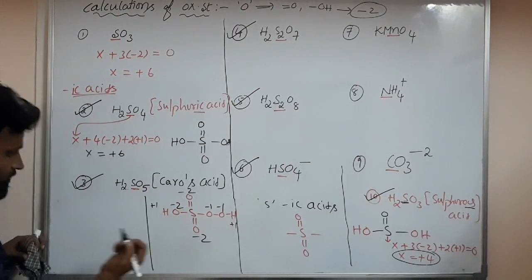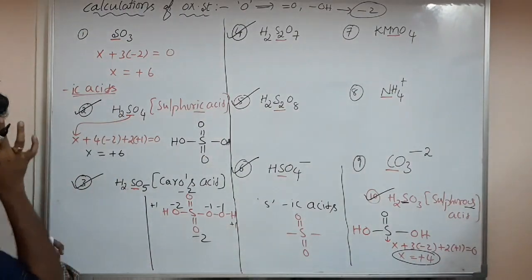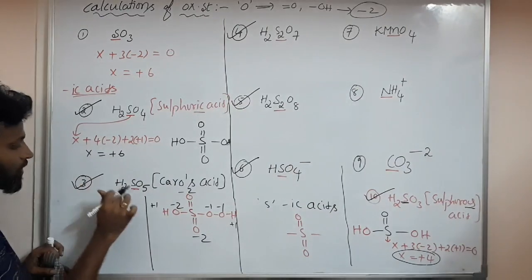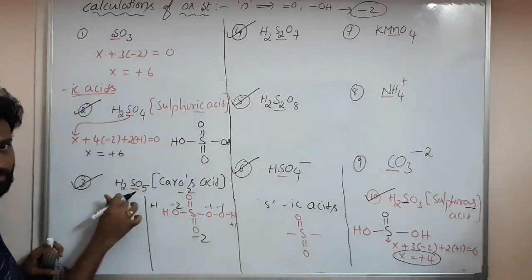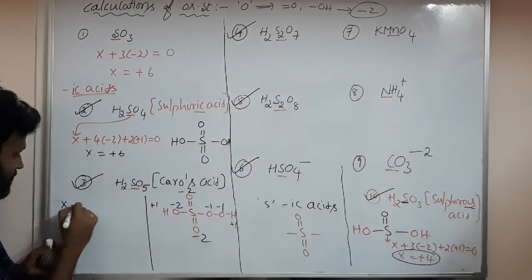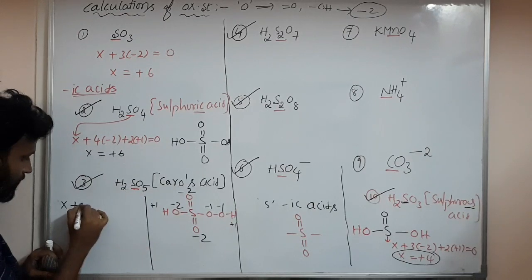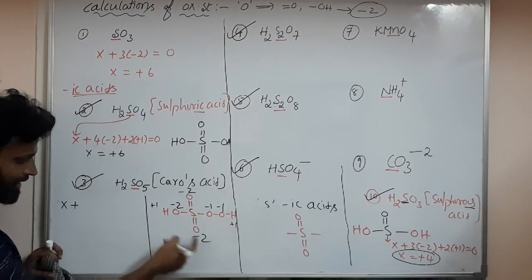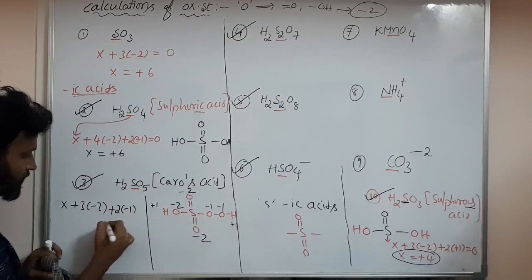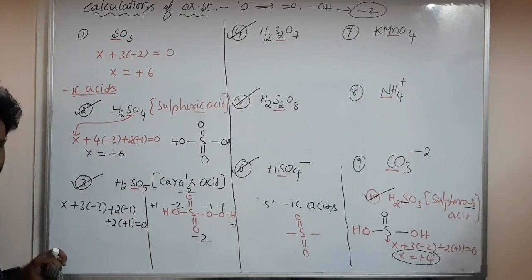So here you can write oxidation state now for this. Structure I hope you understood. These are all weak acids, Caro's acid. Otherwise this is also called peroxysulfuric acid. Remember and write down peroxysulfuric acid. So X plus sulfur oxidation state X, and there are 3 oxygens as -2. So 3 into -2, 2 into -1, 2 into plus 1 is equal to 0.